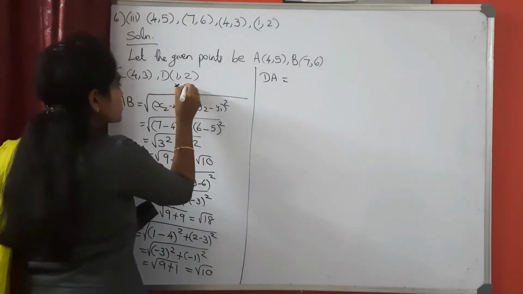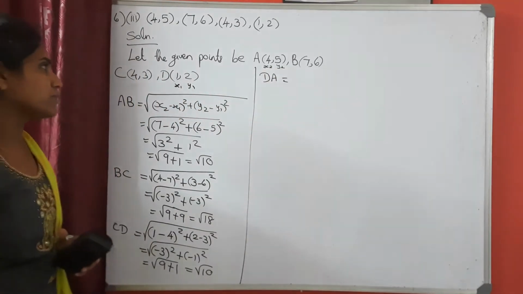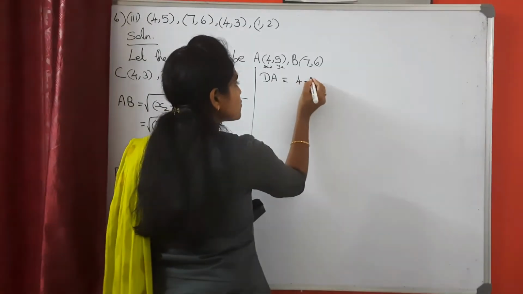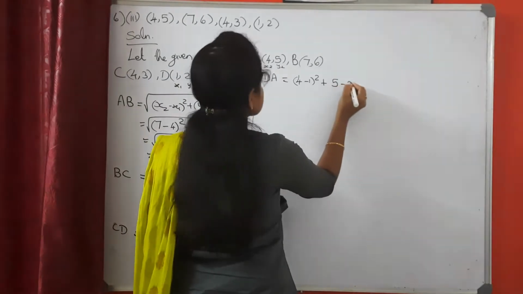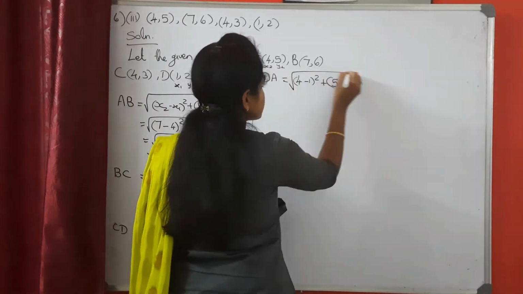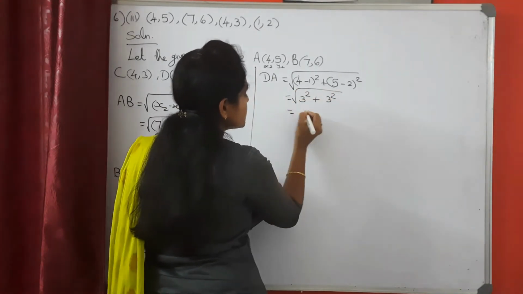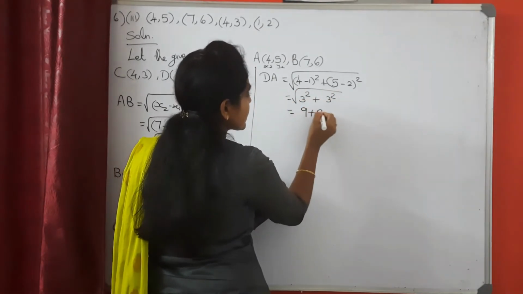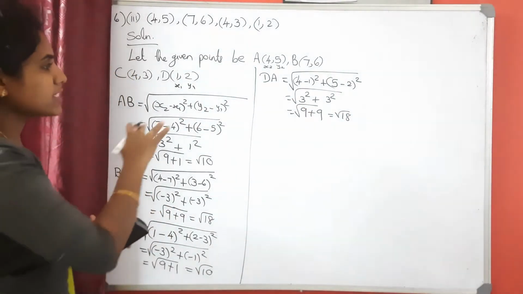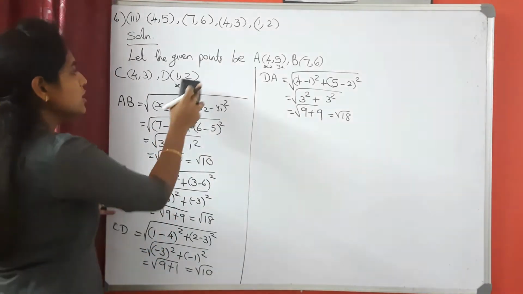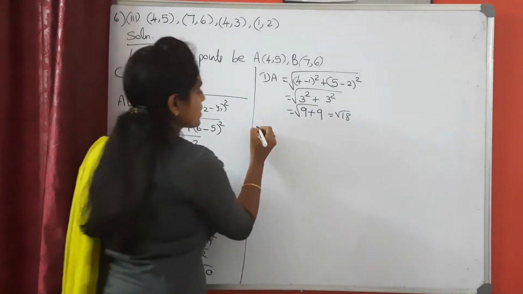Now this is x1, y1 and this is x2, y2. Apply the values in the formula. So 4 minus 1 the whole square plus 5 minus 2 the whole square equals 3 squared plus 3 squared equals 9 plus 9 equals root 18. Okay. Now we have done all the 4 sides. Next we need to find the 2 diagonals. What are the diagonals? AC and BD.